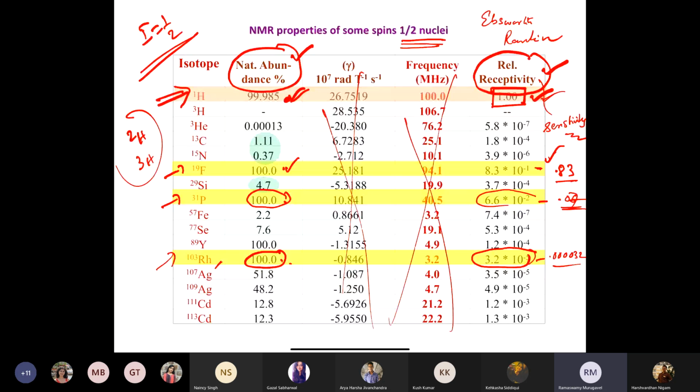But there are also nuclei which are important in a chemical sense, for example, most organic compounds have carbon and nitrogen.